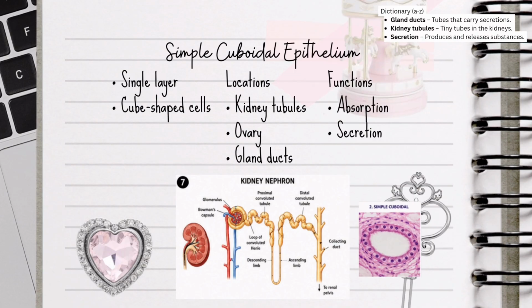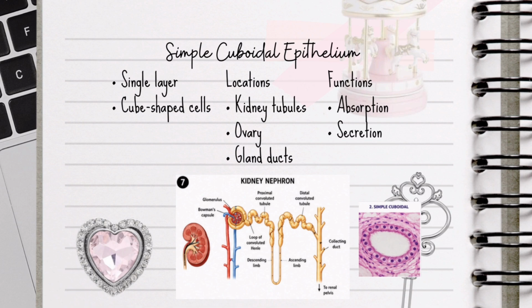This tissue commonly lines the kidney tubules, where it helps reabsorb water and useful substances while secreting wastes into the forming urine. It also covers the ovaries and lines the ducts of several glands, where secretion is an important function. Because these cells contain more cytoplasm than squamous cells, they have greater capacity to perform cellular processes.